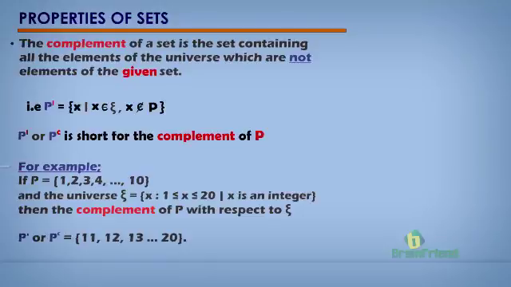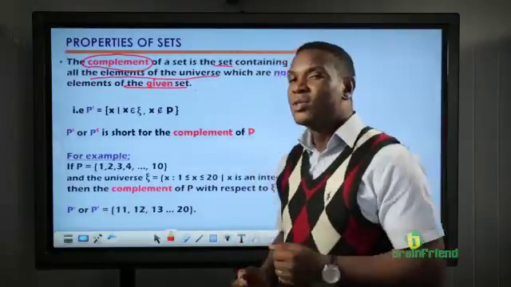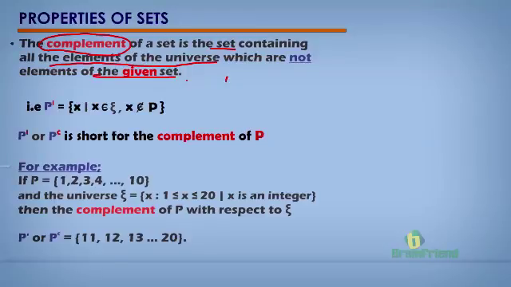Another property that we have in sets is what is referred to as the complement. The complement of a set is the set that contains all the elements of the universe which are not in the elements of our given set. The symbol used to denote a complement is a prime or a superscript of the letter C that comes after our set name. So this means, for instance, the complement of the set P.